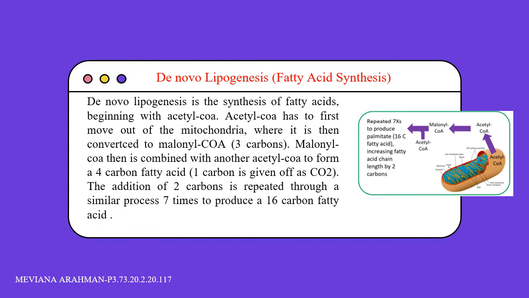The second step is de novo lipogenesis, or fatty acid synthesis. De novo lipogenesis is the synthesis of fatty acid beginning with acetyl-CoA. Acetyl-CoA has to first move out of the mitochondria, where it is then converted to malonyl-CoA, 3 carbons. Malonyl-CoA then is combined with another acetyl-CoA to form a 4-carbon fatty acid. 1 carbon is given off as carbon dioxide. The addition of 2 carbons is repeated through a similar process 7 times to produce a 16-carbon fatty acid.